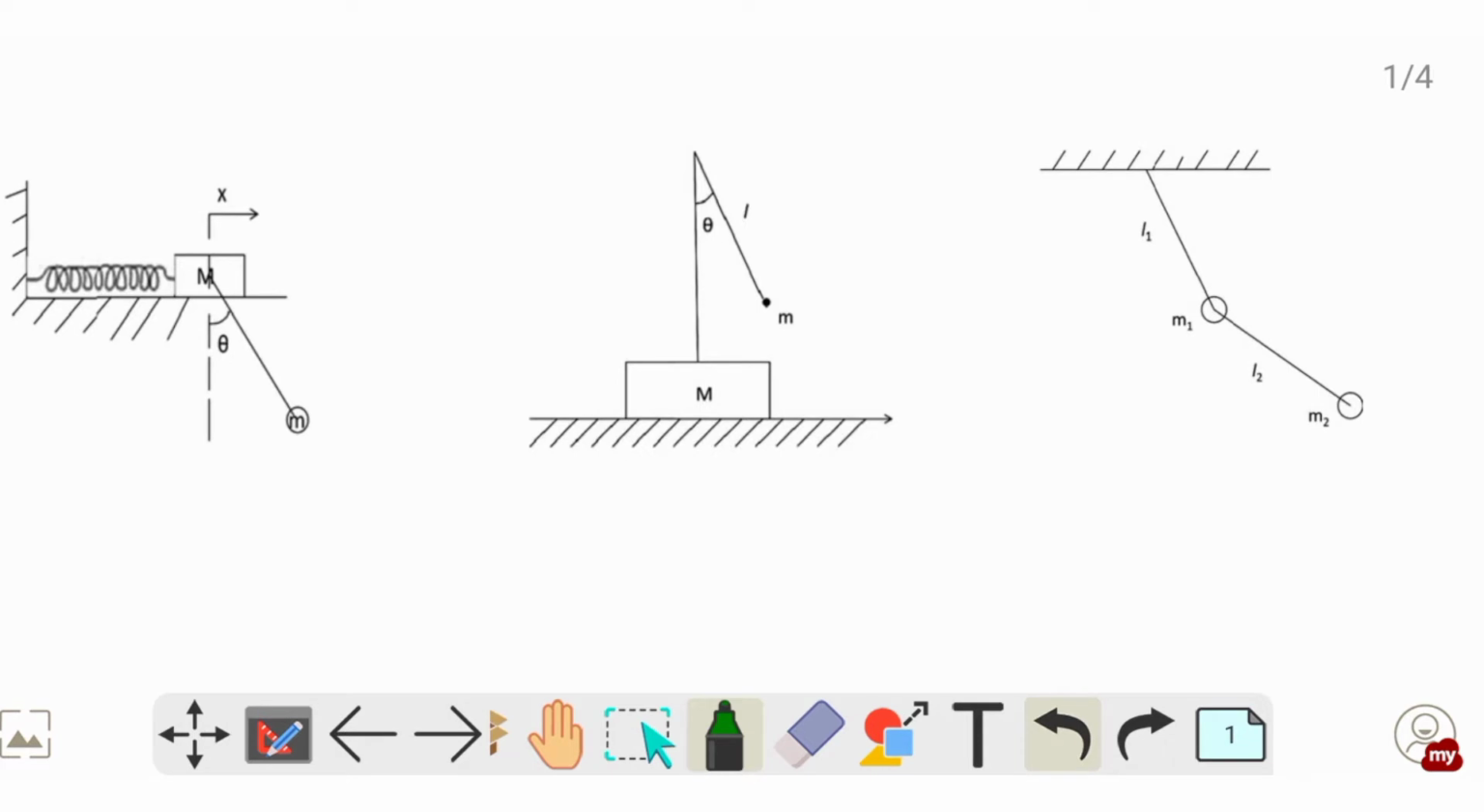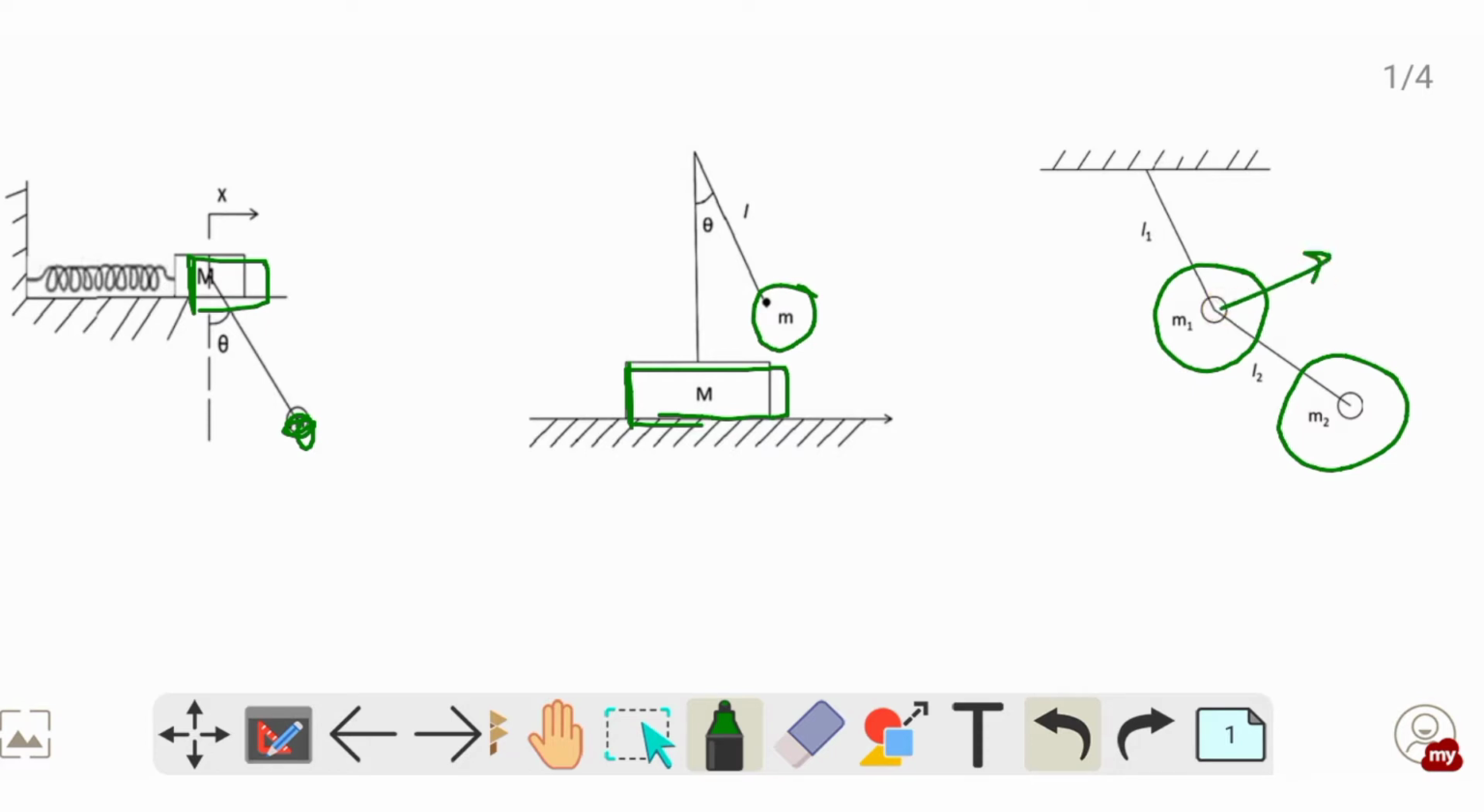For example, in the first figure we can see that the velocity of small mass m depends upon the capital mass M, because if the capital mass M moves, then the small mass automatically moves with that velocity because it is connected to the capital mass M. Similarly, in the second figure we can see that this small mass m depends upon the velocity of this mass capital M. In the third figure, we can see that the velocity of mass m2 depends upon the velocity of mass m1, because as m1 moves, the second mass m2 automatically moves with that velocity.